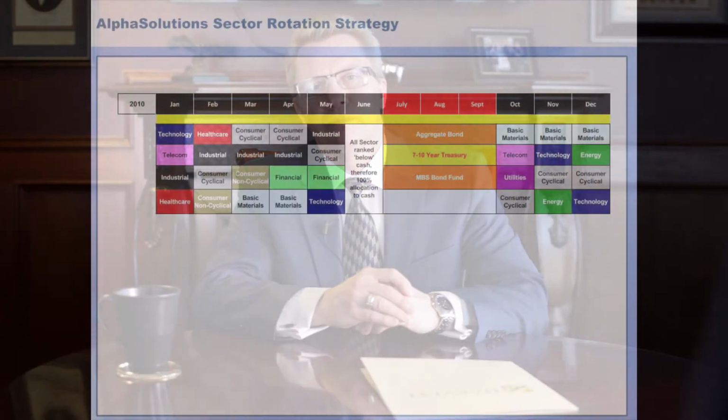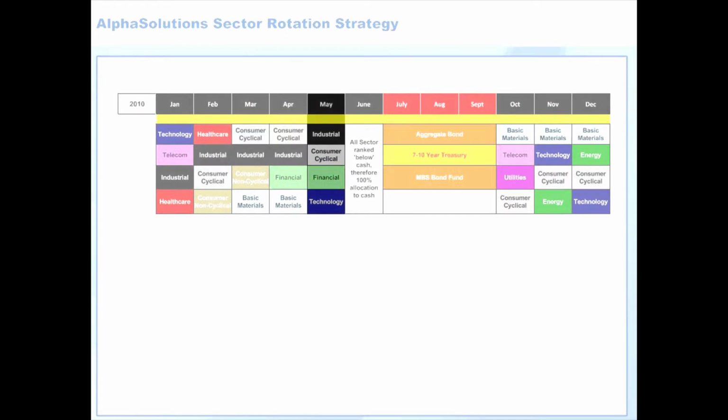Every month we would rotate out of and back into the top 4 performing sectors of the S&P using these ETFs. We get to the end of May of 2010 and now all 10 sectors of the S&P are underperforming. They're all going negative. So for the month of June in 2010, we did not invest in any of the sectors, but instead we reallocated to cash or money market because cash was ranked higher than all 10 sectors of the S&P.